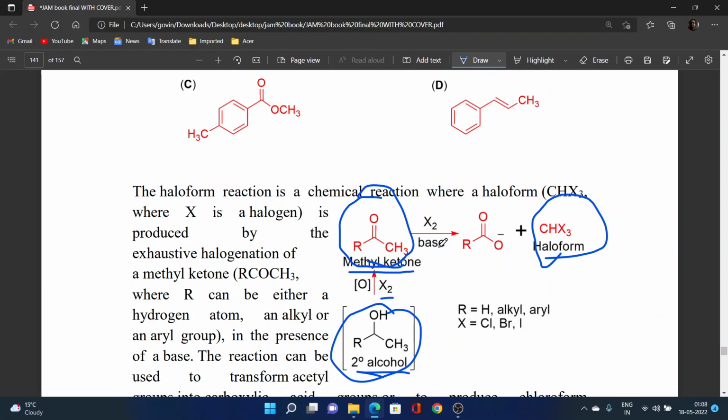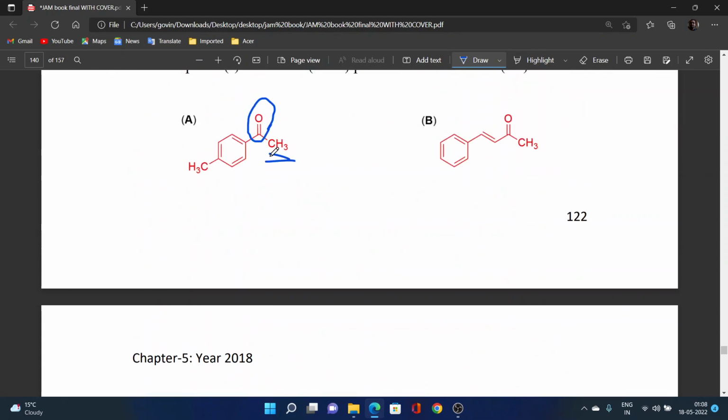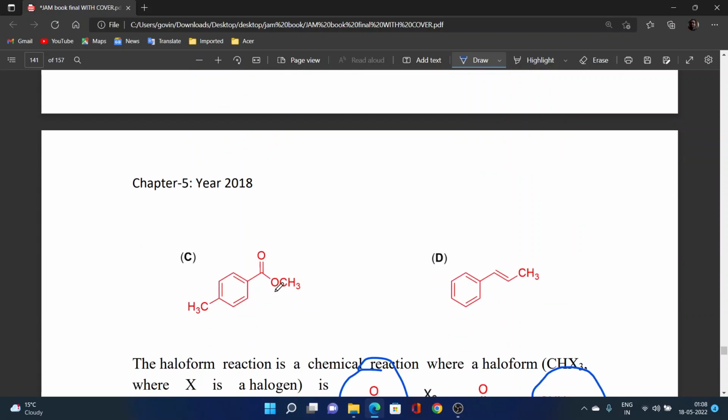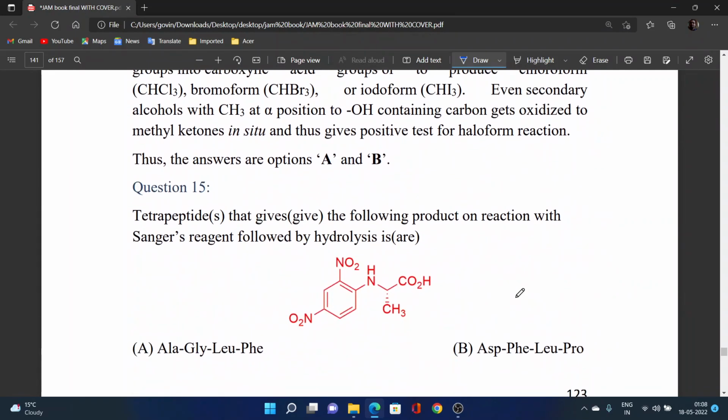So here what are there? A and B. We can see here there is a methyl ketone, here again it is a methyl ketone, alcohol is not there, and C and D do not have that thing. So the answer is A and B.